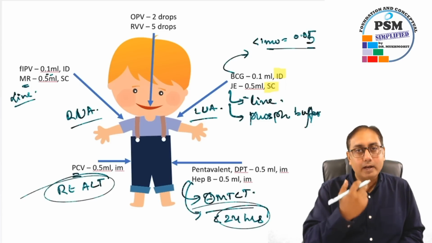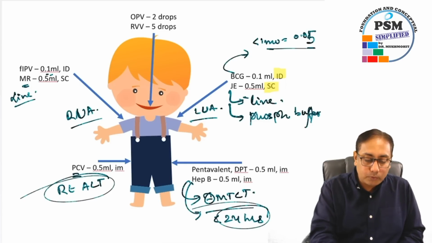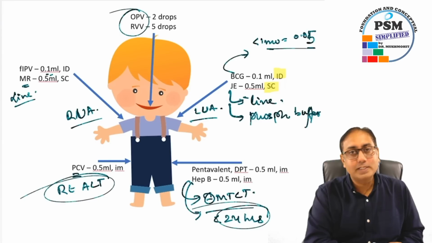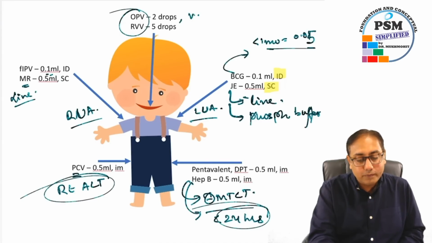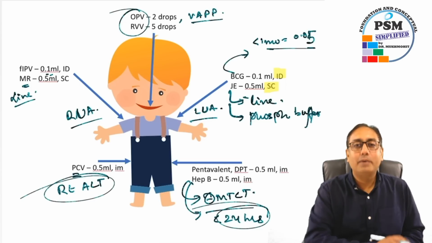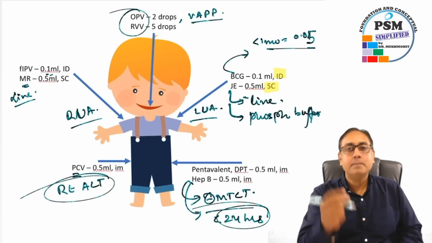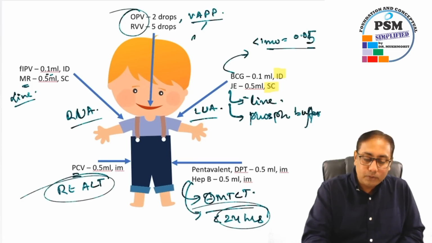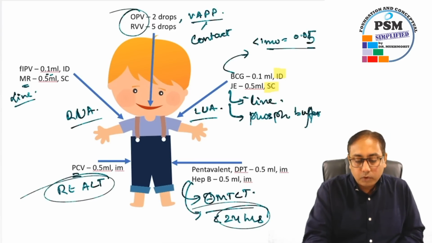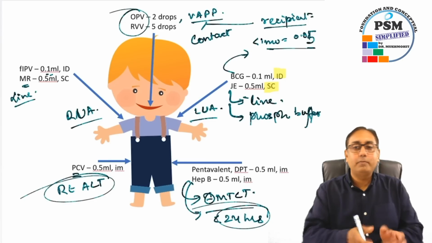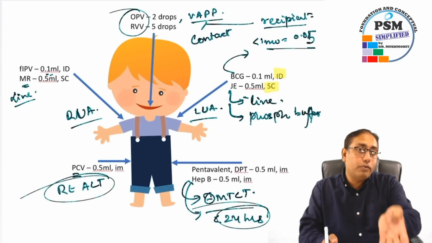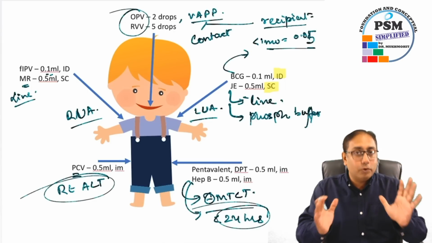Oral polio vaccine and rotavirus vaccine, they both are oral vaccines. Oral polio vaccine is a live vaccine. It is given in dose of 2 drops, and the side effect of oral polio vaccine is vaccine associated paralytic polio. There are two types of VAPs. Vaccine associated paralytic polio could be a contact VAP, or it could be a recipient VAP. What do you mean by a recipient VAP? Where the child who got the acute flaccid paralysis, they themselves received the OPV.